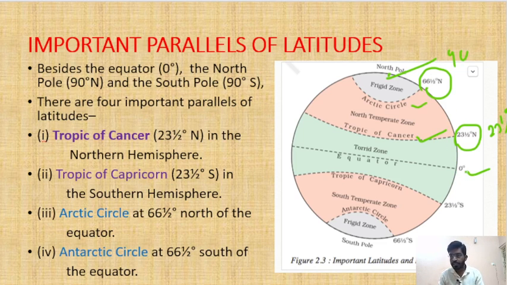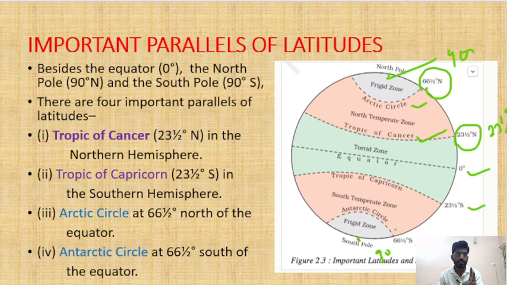Here, the 0 degree latitude we call the equator, 23 and a half north latitude we call the Tropic of Cancer, 66 and a half north latitude we call the Arctic Circle, and 90 degrees north latitude we call the North Pole. Similarly in the southern hemisphere, 23 and a half south latitude we call the Tropic of Capricorn, 66 and a half south latitude we call the Antarctic Circle, and 90 degrees south latitude we call the South Pole.